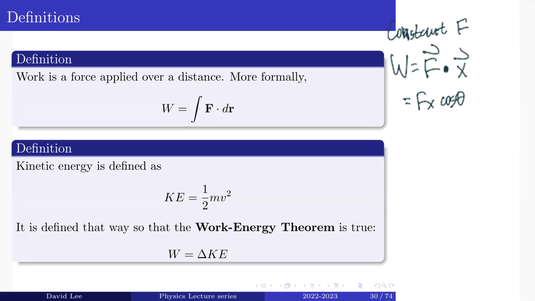And we also have here the kinetic energy, which is given by 1/2 mv squared. The reason why it's 1/2 mv squared is that way, if we do some work on an object, the work will be equal to its change in kinetic energy.